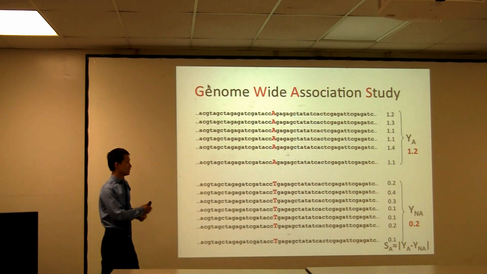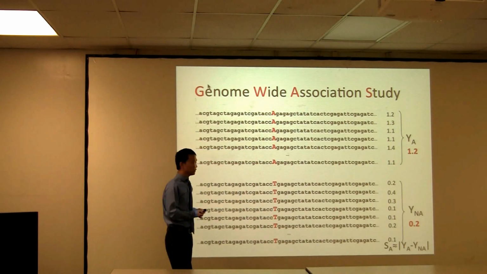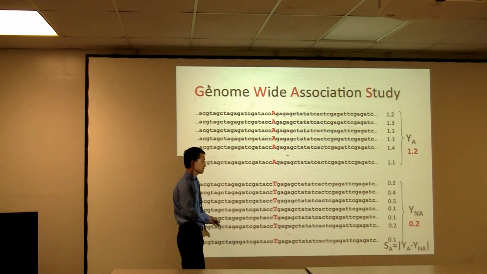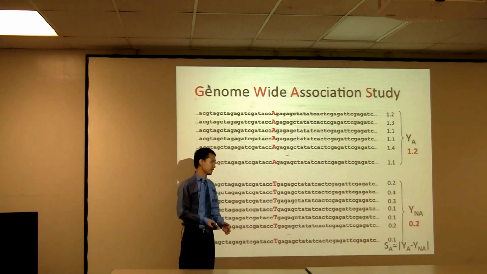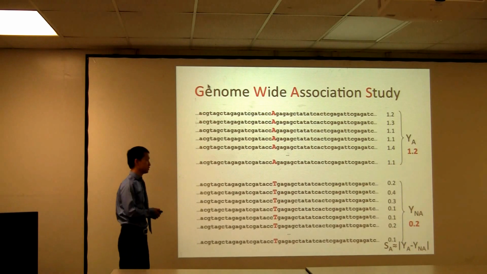And then the difference between these 2 average phenotype values will be used as a test statistic. So if the test statistic is greater than a predetermined threshold, we claim that the investigating SNP is associated with the phenotype of interest.